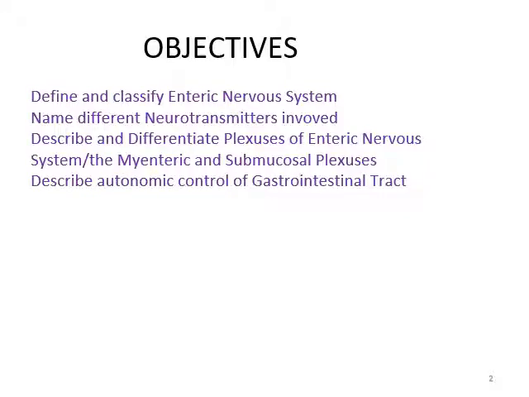The objectives for today's lecture are that by the end you must know, define, and classify the enteric nervous system, then name the different neurotransmitters involved with it, describe and differentiate the plexuses of the enteric nervous system, namely the myenteric and the mucosal plexus, and then in the end describe the autonomic control of the GI tract.